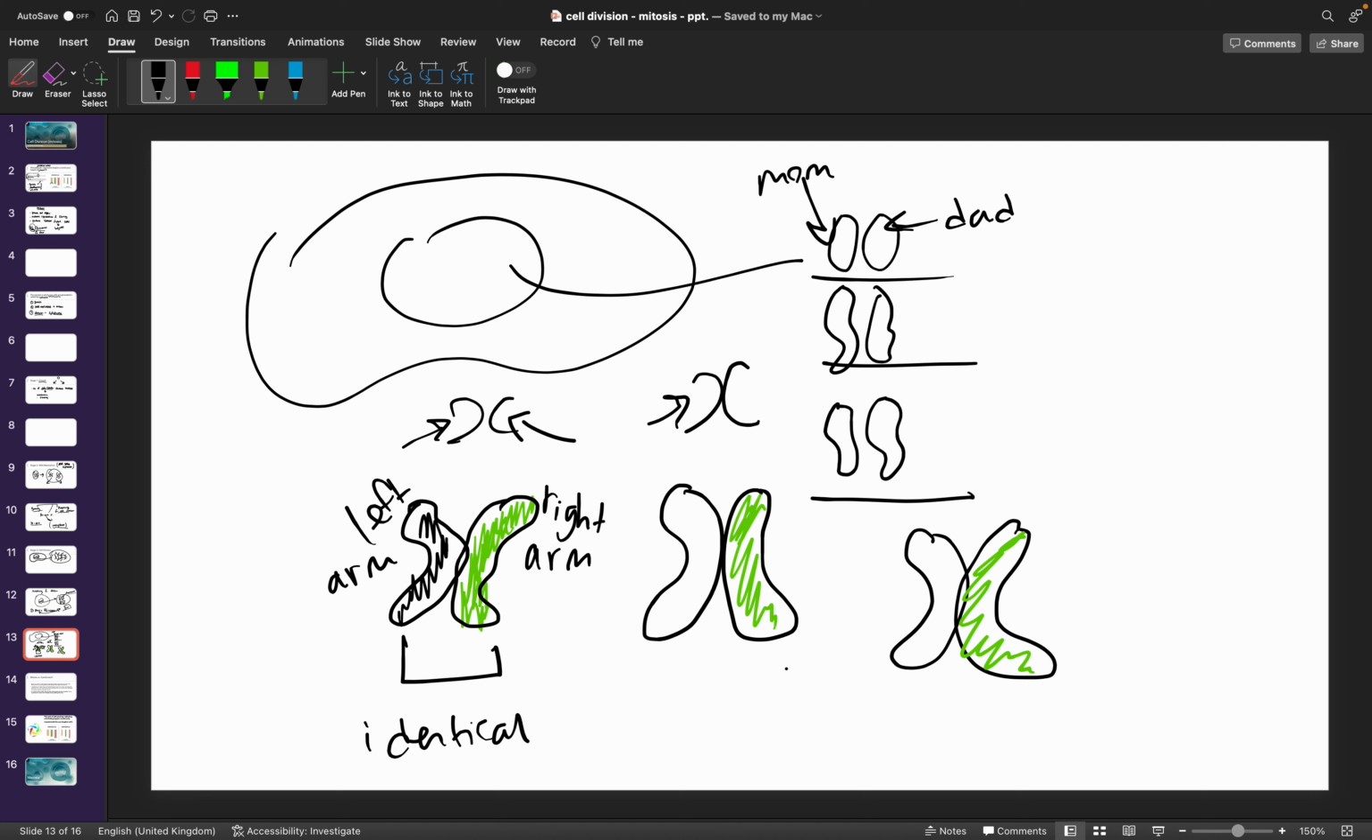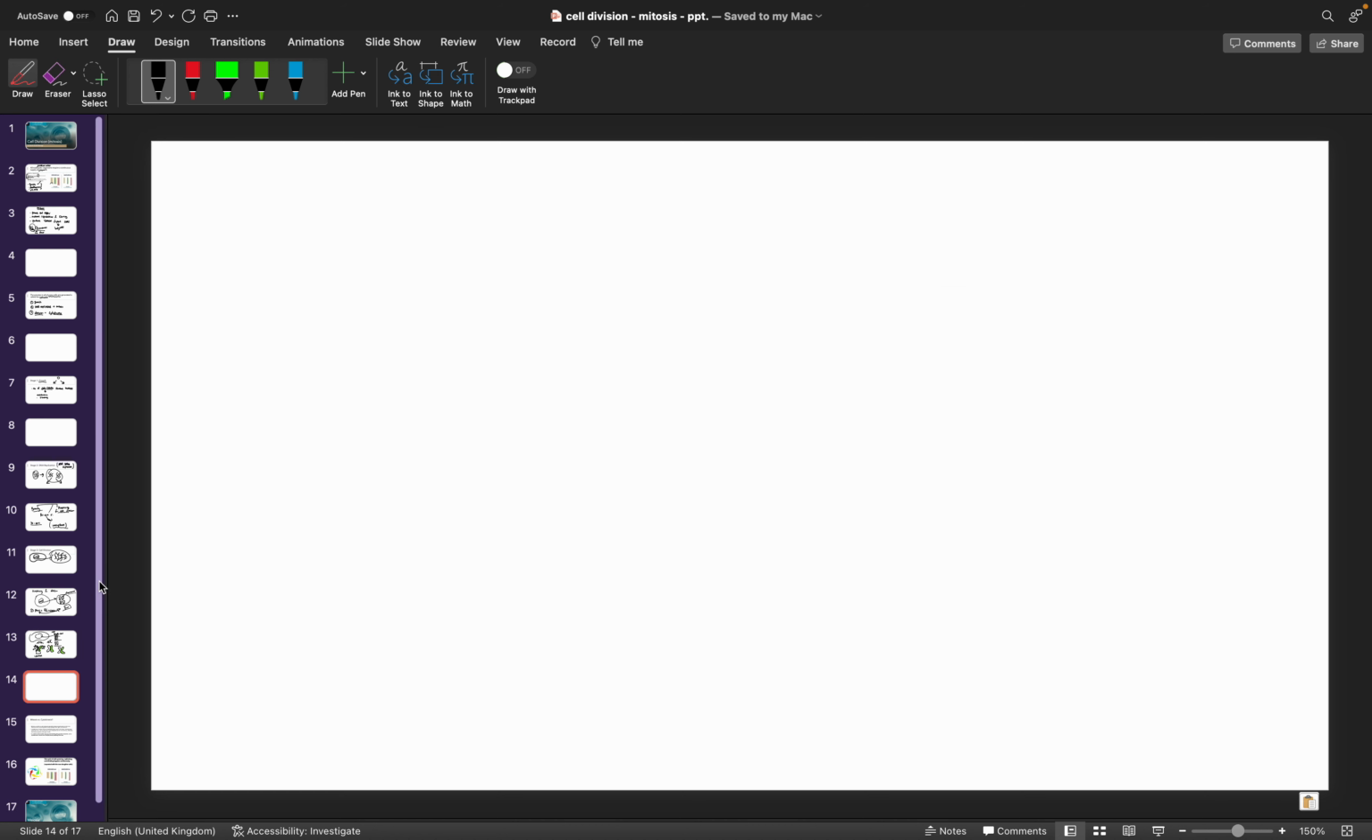And since we have 46 chromosomes, we would get 46 of these X shapes, because each of the 46 chromosomes that we used to have gets duplicated. So we have 6 drawn here, but this would happen for all 46. We're going to get all 46 of these X shapes, and then it's going to go into the cell.